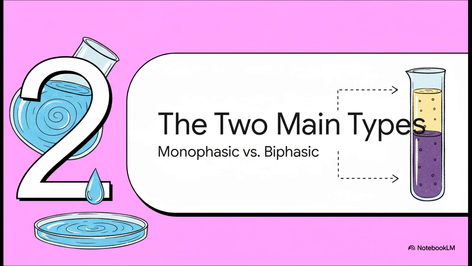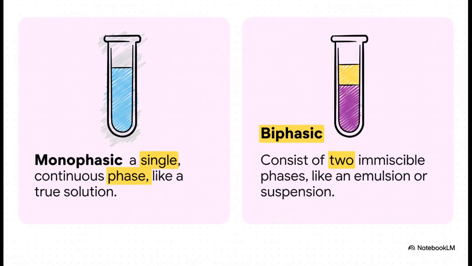Not all liquids are created equal, right? In pharmacy, you're constantly going to run into two main categories, monophasic and biphasic systems. Knowing the difference is absolutely key, so let's break them down. On one side, you've got monophasic systems. Mono means one, right? So it's just one single, perfectly mixed liquid, a true clear solution.